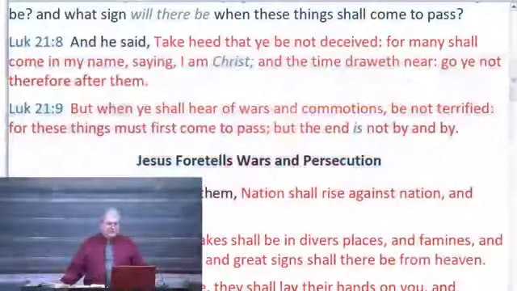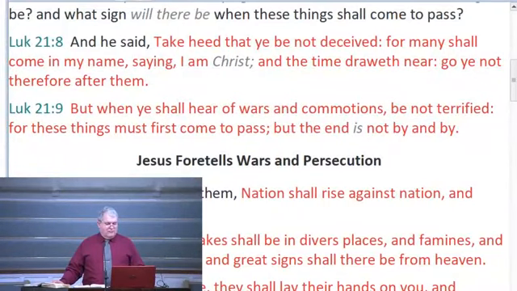Many shall come in my name, saying, I am Christ. And the time draws near. Don't go with them. When ye shall hear of wars and commotions, be not terrified, for these things must first come to pass. The end is not, our King James Bible says, by and by.